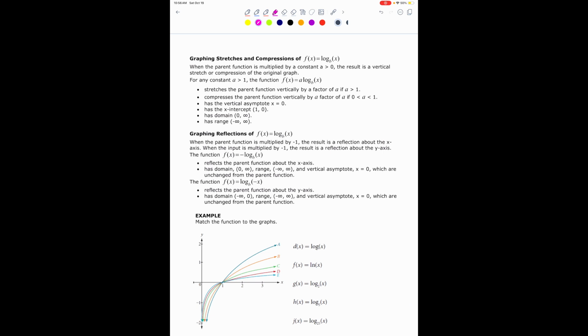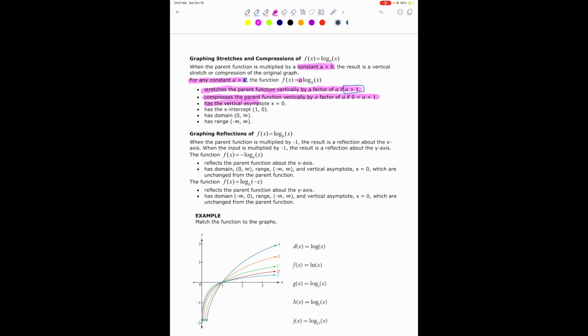Graphing stretches and compressions of f of x equals log b of x. When the parent function is multiplied by a constant a that is greater than 0, the result is a vertical stretch or compression of the original graph. For any constant a greater than 0, the function f of x equals a logarithm base b of x stretches the parent function vertically by a factor of a if a was greater than 1. It compresses the parent function vertically by a factor of a if a is greater than 0 but less than 1, meaning it's a positive fraction less than 1.